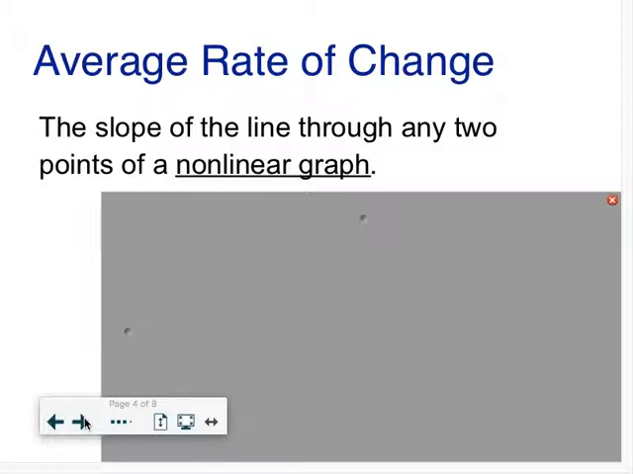The reason we're clarifying nonlinear graph is if it was linear, it would just be a rate of change or a constant rate of change because it's always the same.